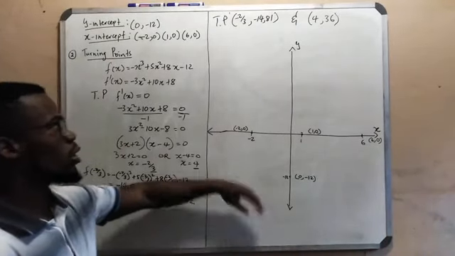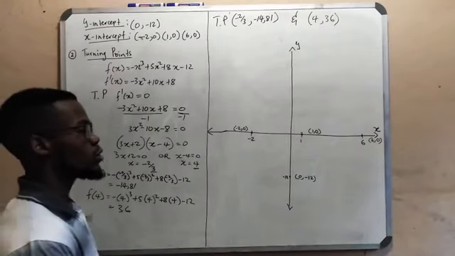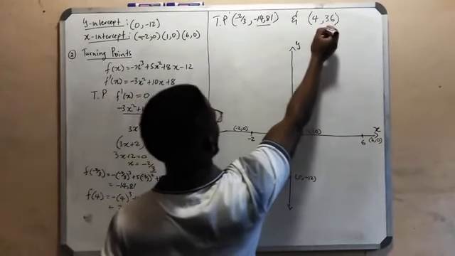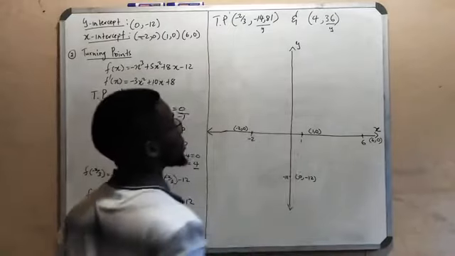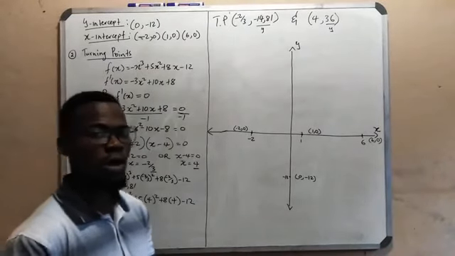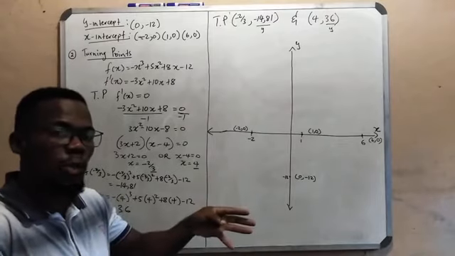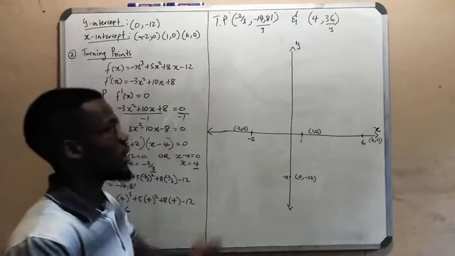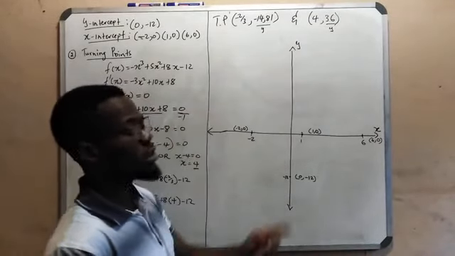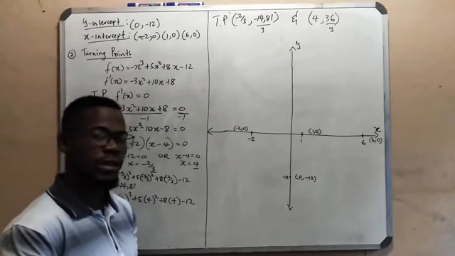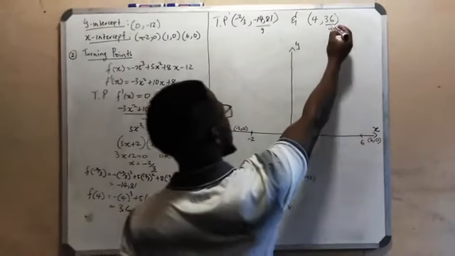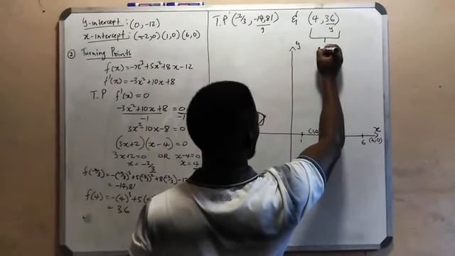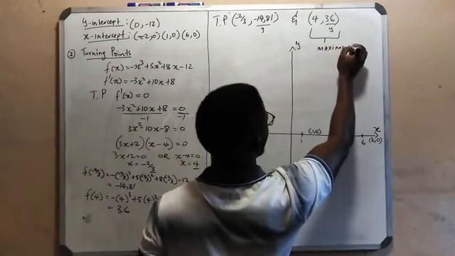Now I'm going to plot my turning points. To see which one is the maximum turning point and which one is the lowest turning point, you check your corresponding y values. The greater y value shows that turning point is the maximum turning point. The smallest y value between these two shows that turning point is the minimum turning point. Since this value of y is greater than this one, this one is the maximum turning point.